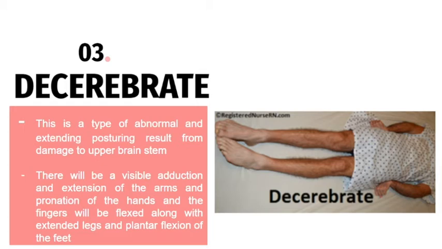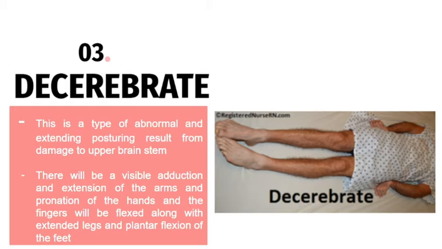Decerebrate is a type of abnormal extending posturing resulting from damage to the upper brainstem of the patient. So remember, decerebrate means the upper brainstem has damage. The patient will have a visible adduction and extension of the arms and pronation of the hands, and the fingers will be flexed along with the extended legs and plantar flexion of the feet.